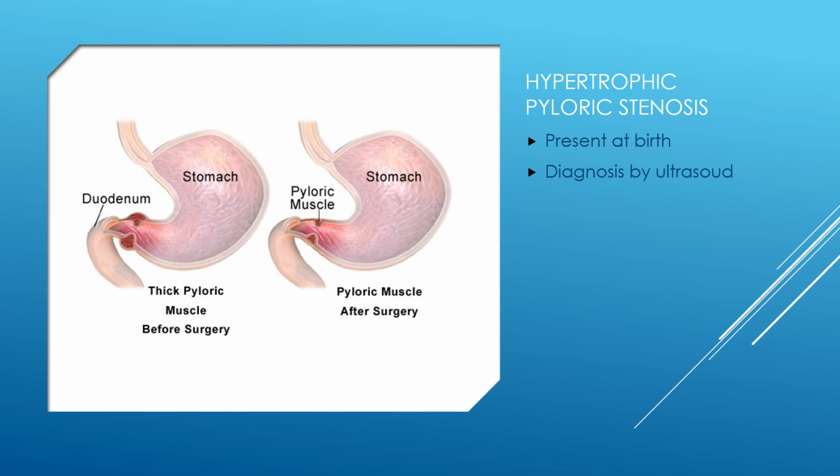I've seen information that it can go up to 8 weeks of life. So anywhere between 3 to 8 weeks of life is when you're going to see pyloric stenosis. If the child is greater than 8 weeks of life, this is not pyloric stenosis. The cause is unknown. It usually affects males 2 to 5 times more than females. It's usually present at birth, but we don't see it until at least 3 weeks of age. And it's usually diagnosed by an ultrasound.